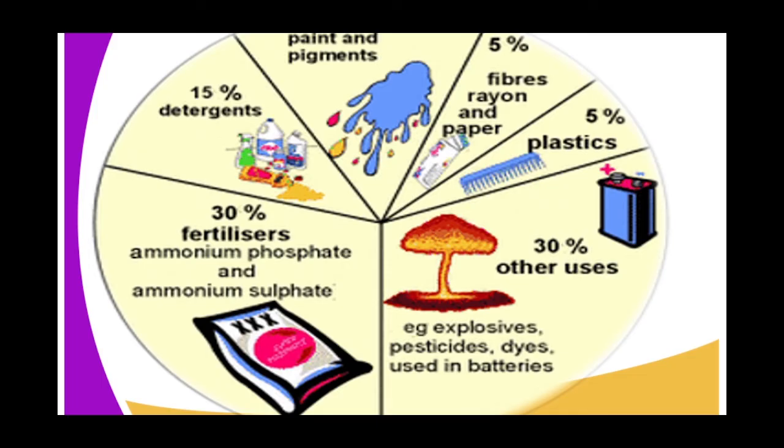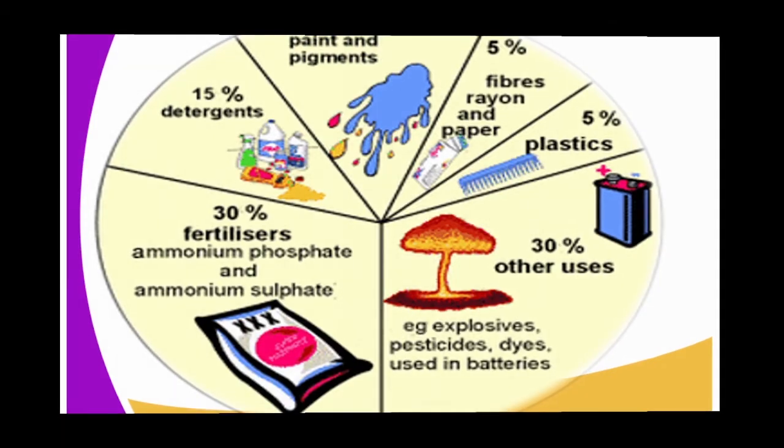Number 3, it is used in the manufacture of detergents. Number 4, it is used in the manufacture of plastics. Number 5, it is used in the manufacture of dyes and paints. And number 6, it is used in the manufacture of lead acid accumulators. Those are batteries. And that is the end of our lesson.